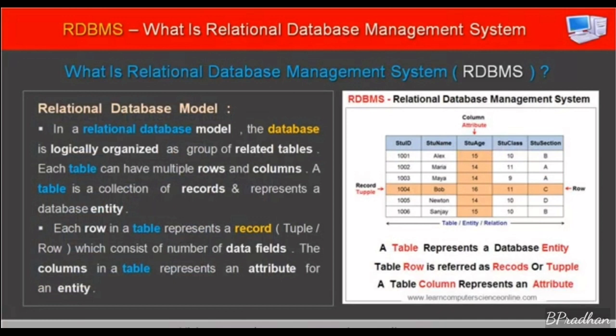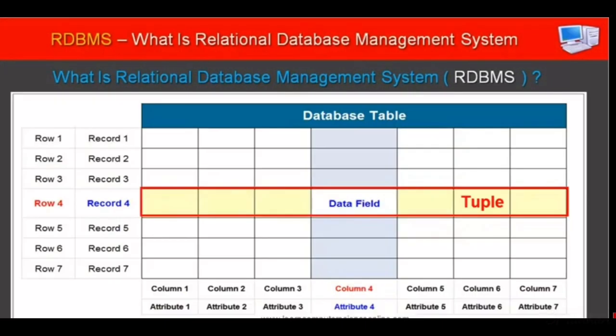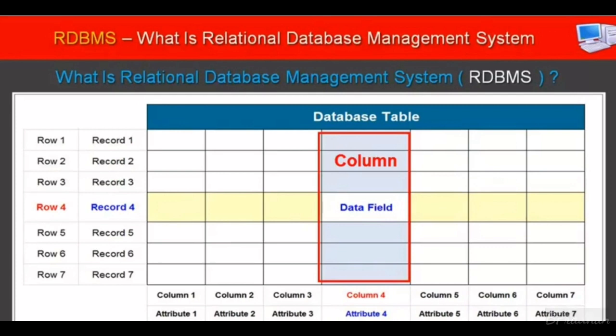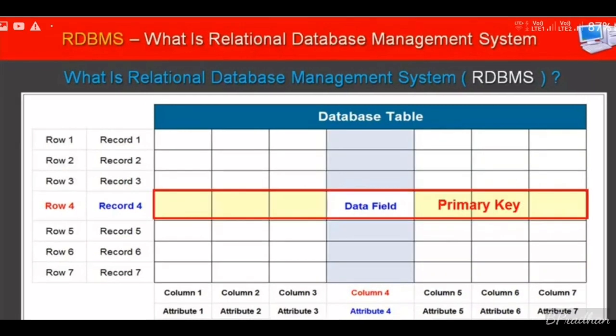Each row in a table represents a record. A table's row is also known as a tuple and the column is known as an attribute. The intersection between rows and columns is called a data field. A data field is a place where the actual data are stored. A row is uniquely identified with a key known as the primary key.